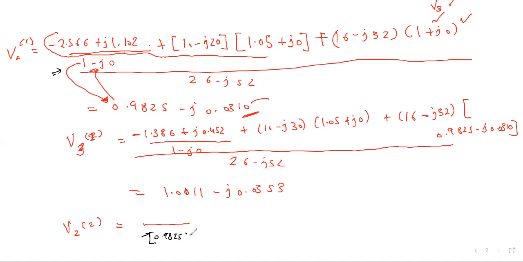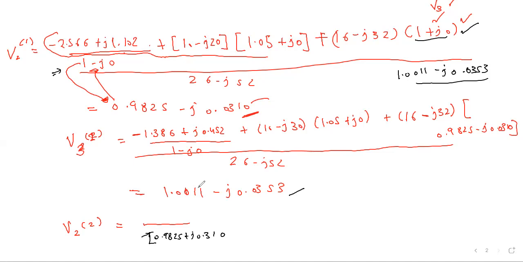So for this value of V22, instead of 1 minus j0, it would be 0.9825 plus j0.310. And again for V22, instead of 1 plus j0 here, this term is going to change to the other term that is here. What was that term? The V31 term. This term is going to change to 1.0011 minus j0.0353.